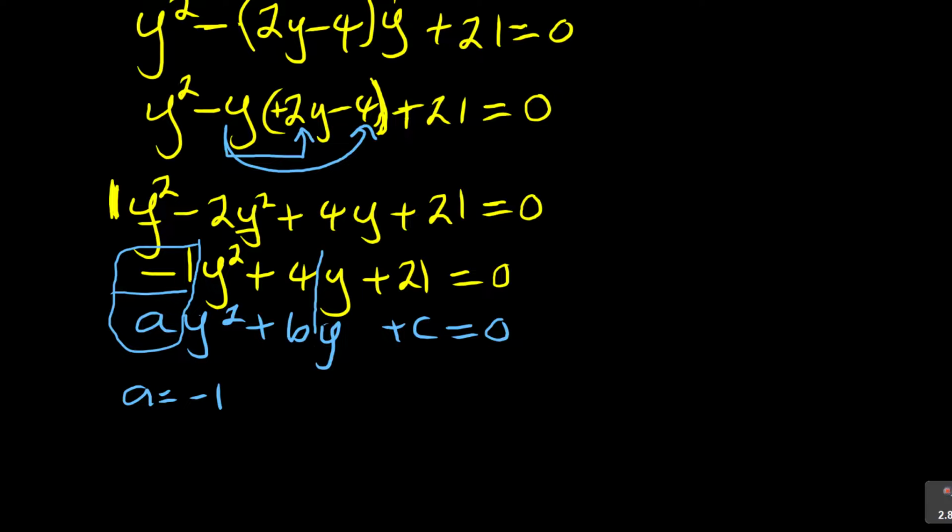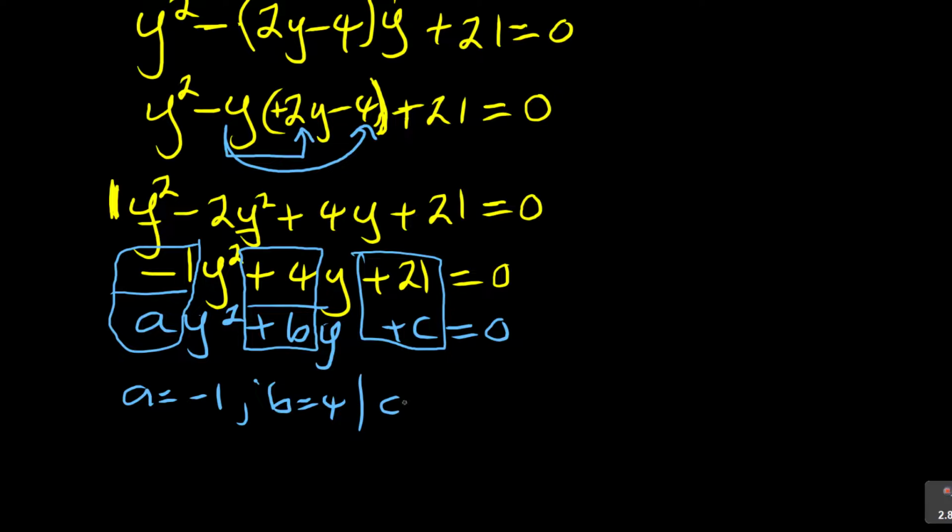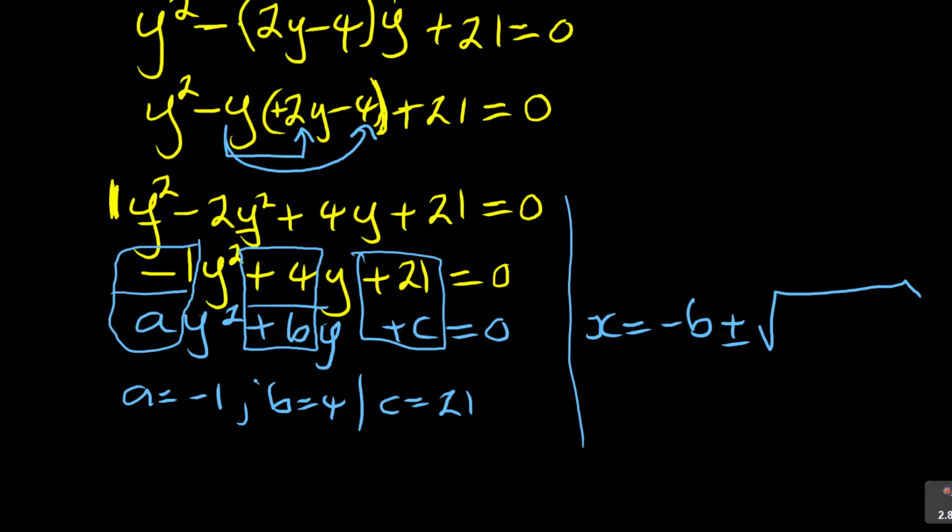Watch out with the signs. Which one is my b? b is equal to what? 4. And then c is equal to what? 21. Are you seeing that? Don't forget the formula. It says x is equal to minus b plus or minus square root of b squared minus 4ac all over 2a.